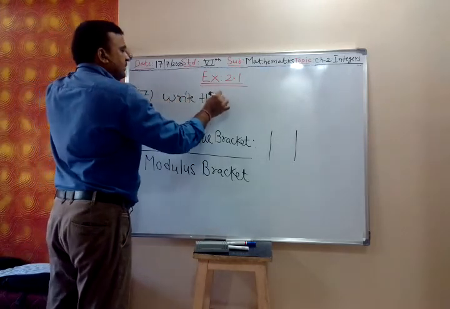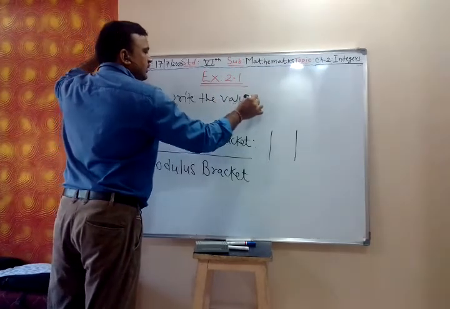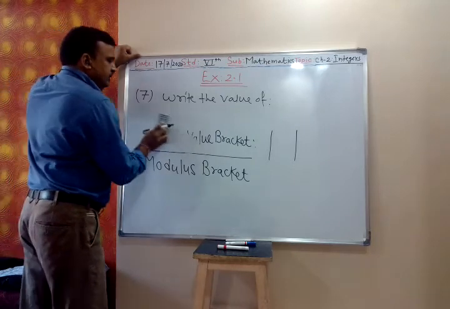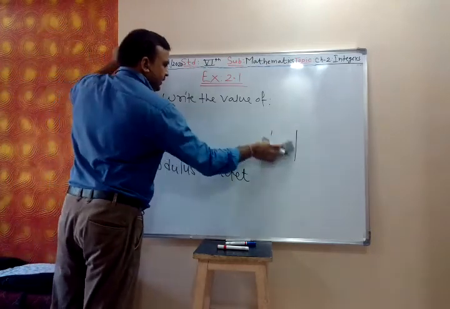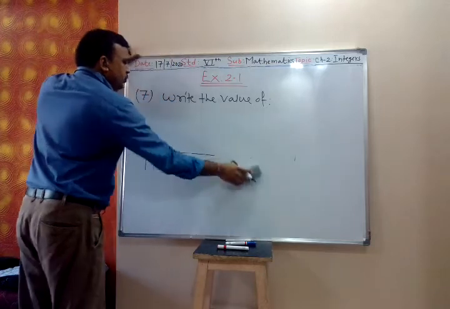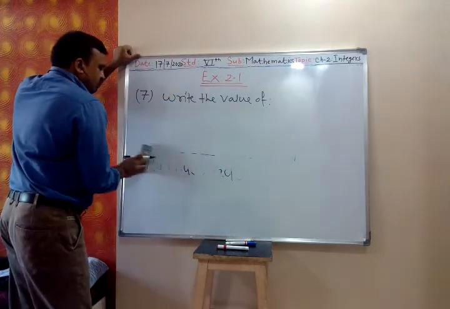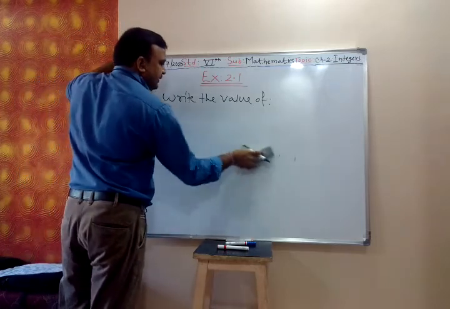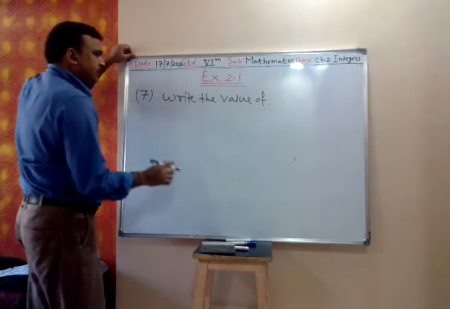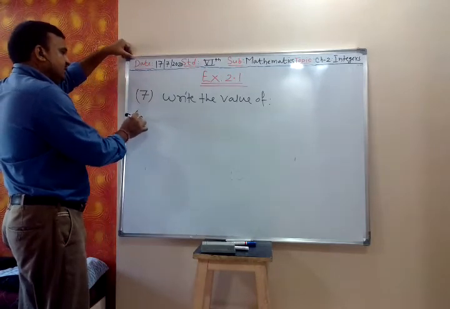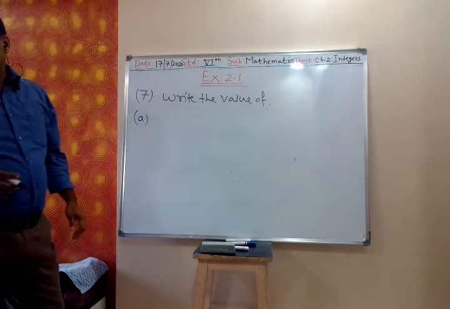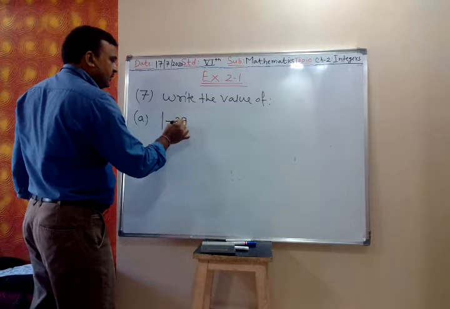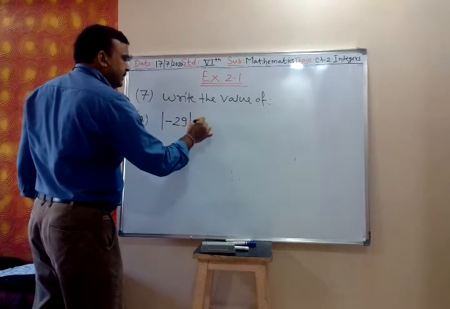Mute the microphone. Write the value of absolute value bracket. We write the integer between two vertical lines. When we write the integer between two vertical lines, it is known as absolute value bracket. A is absolute value of minus 29.